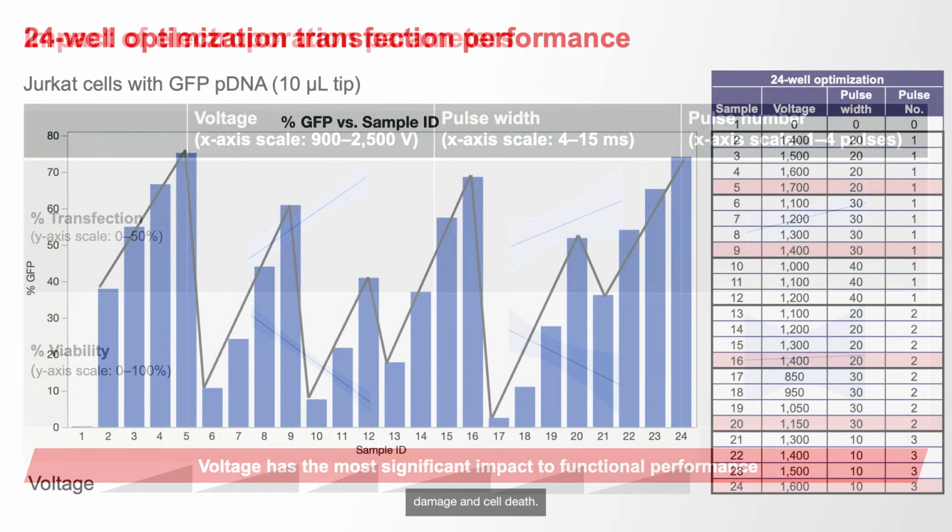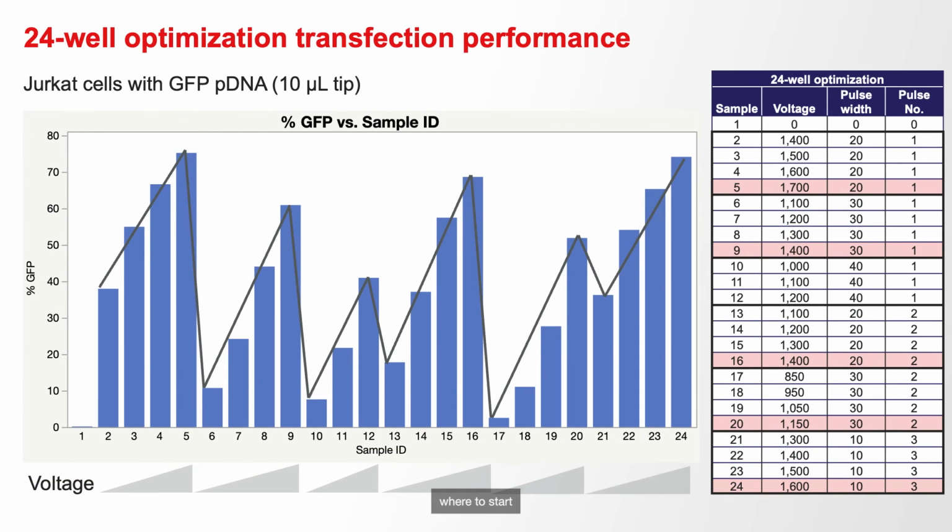Now, figuring out where to start your optimization can be a daunting task, but this can be made a little simpler by utilizing tools like our Neon NxT 24-well optimization protocol. This is a pre-programmed optimization protocol where 24 conditions with various voltages, pulse width, and pulse number combinations are preloaded onto the instrument, both as individual protocols and in a plate format.